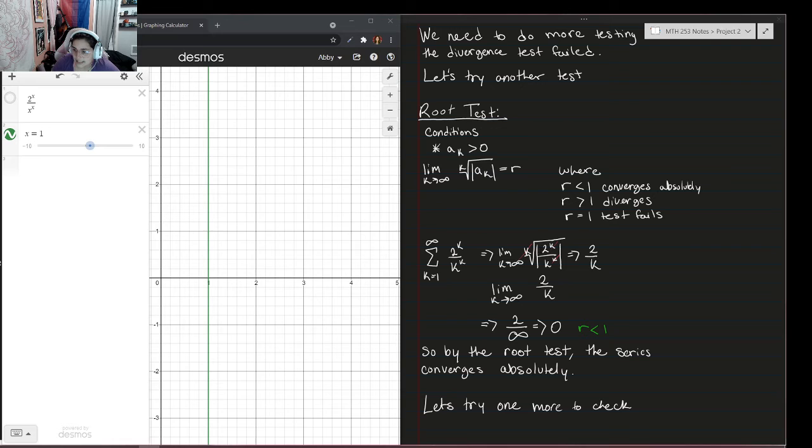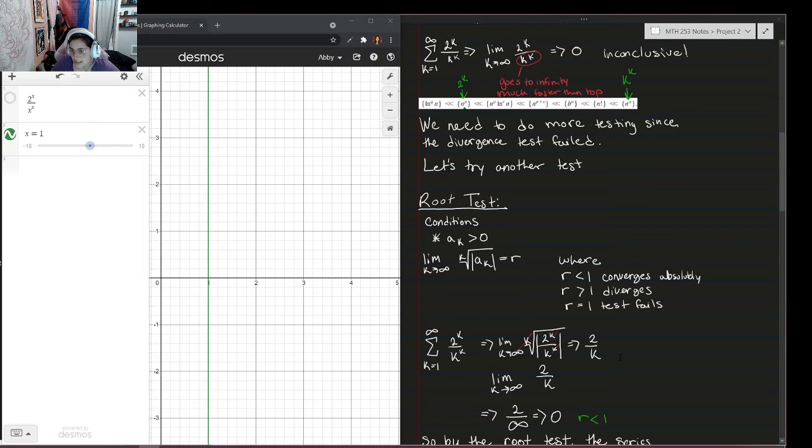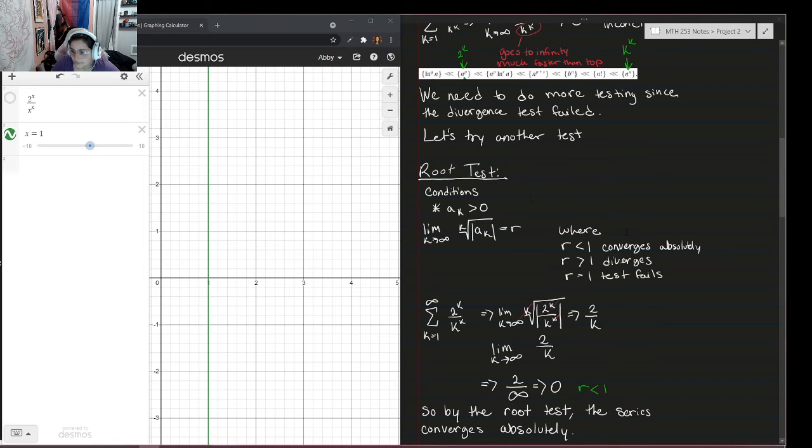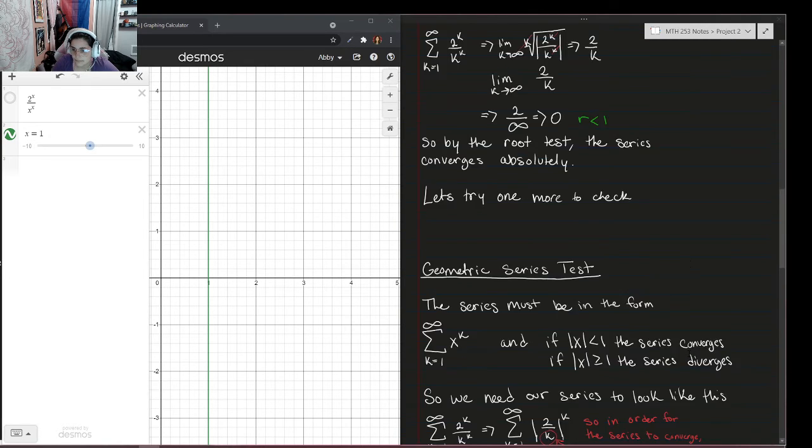So taking the limit of the kth root of it, our k's go away, and we're left with 2 over k. So we'll take the limit of that, and k is going to go to infinity on the bottom, so we're going to get 0. And we see that r is less than 1. So if we look at our conditions, we know it converges absolutely based on the root test. So let's try one more just to check our work.